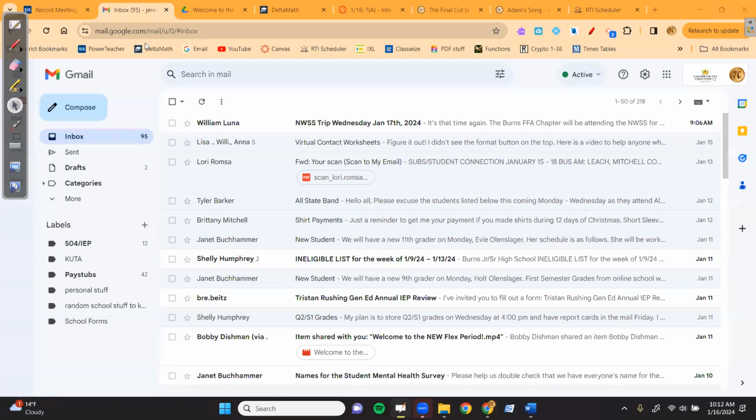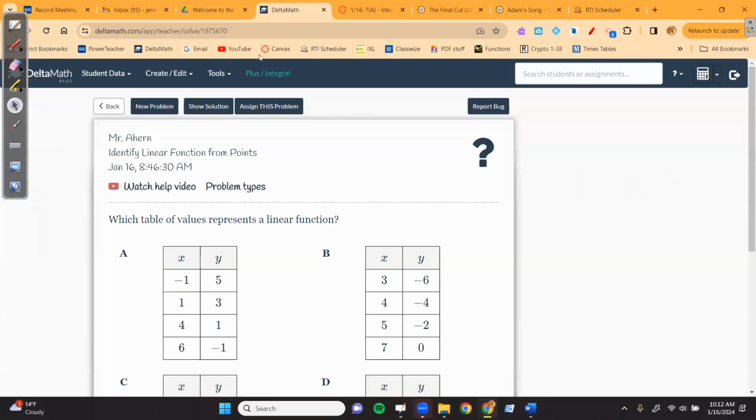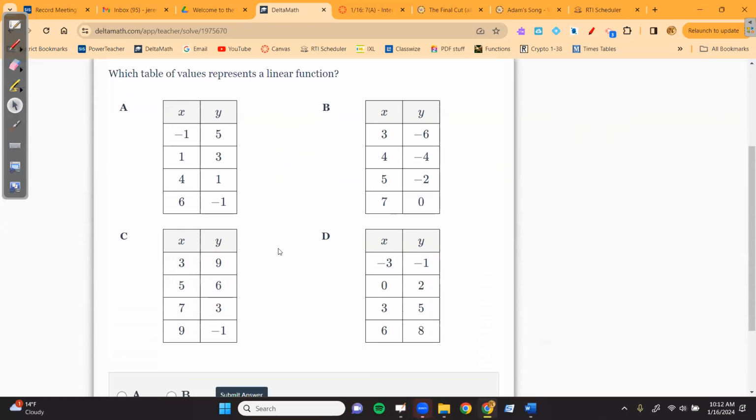Let's see. So this is what you're going to see. They won't all look like this format-wise, but the question says which table of values represents a linear function? And I believe sometimes it might also say which of these is not a linear function. So just pay attention to the verbiage. Questions sometimes come in from different directions. Am I looking for the one that is or the one that's not? In this case, we're looking for the one that is. We want it to represent a linear function.